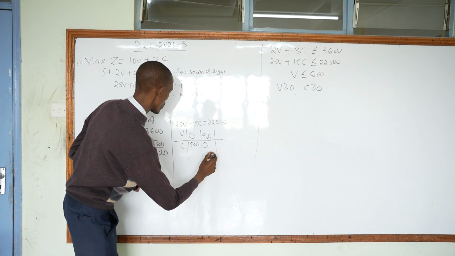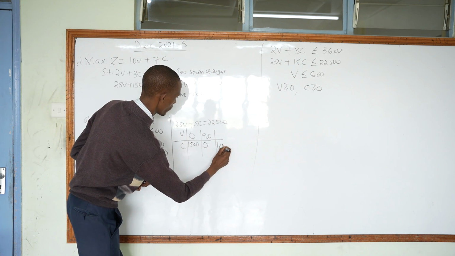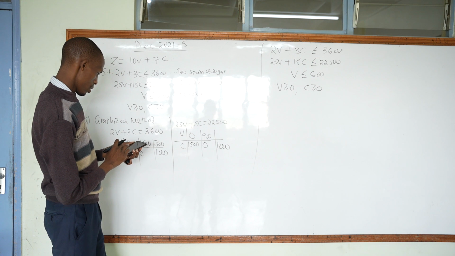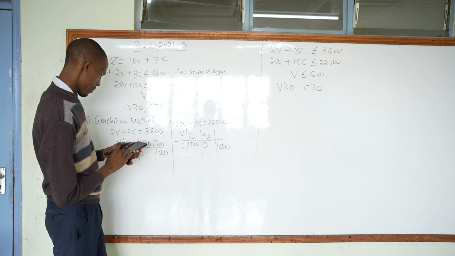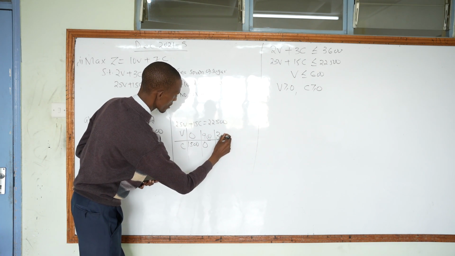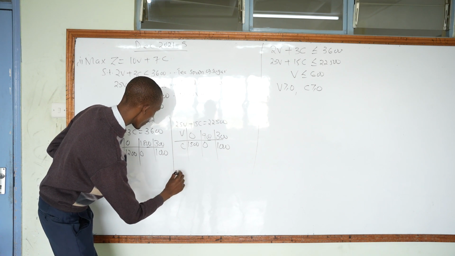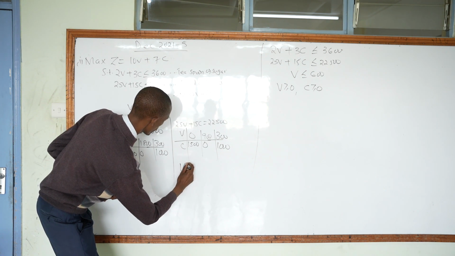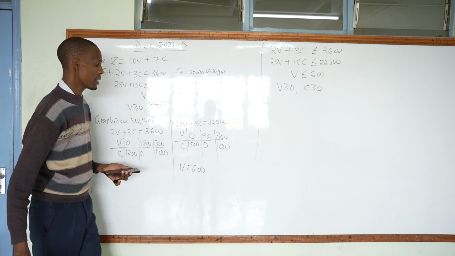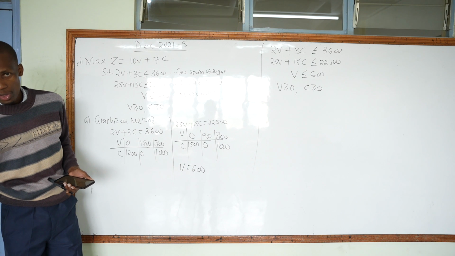When C is 1,000, what is V? It will be 22,500 minus 15,000, divided by 25. You get 300. Just leave that for the graph. Then the other one will be V equals to 600. So that's what you now come to the other side, you draw the graph.